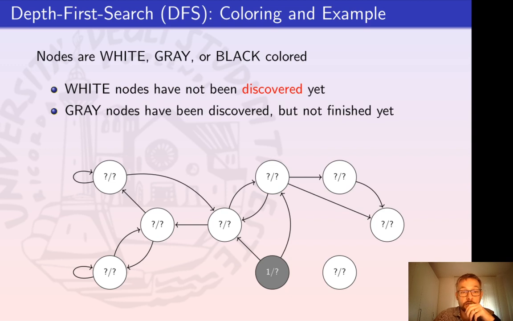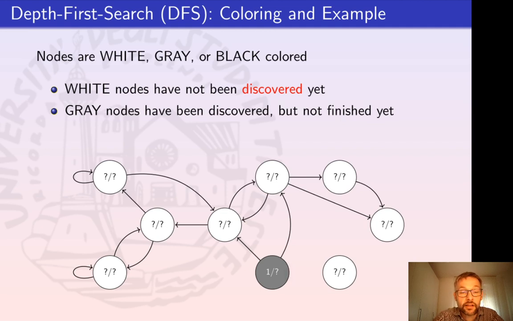And so in our example, we discover this node as the first node, and this is just by chance. It could be this one, it could be this one, it's not really relevant which is the first undiscovered node we pick. However, in discovering it, we color it gray and we set its discovery time to 1, because this is the first step of our algorithm.